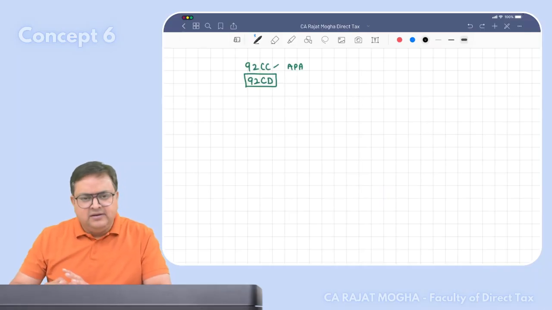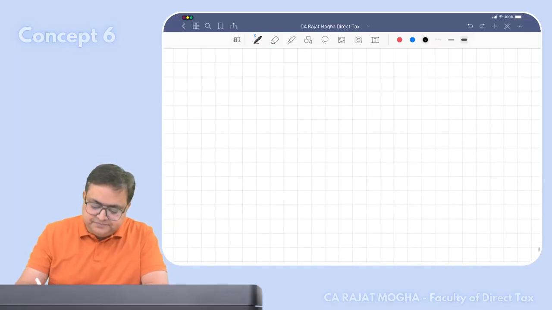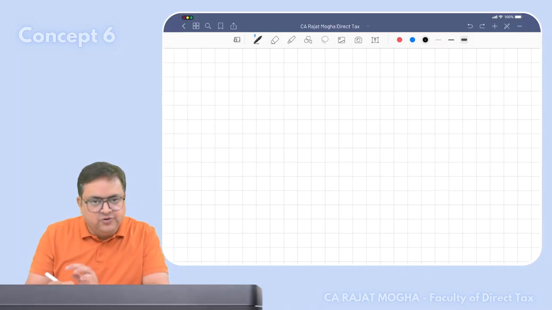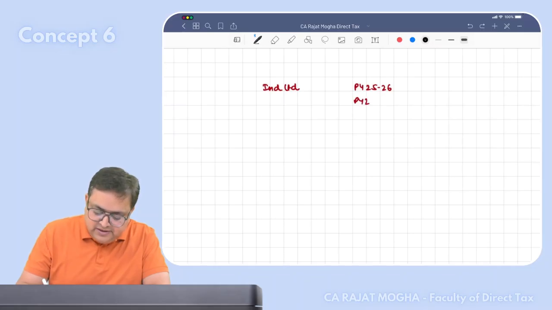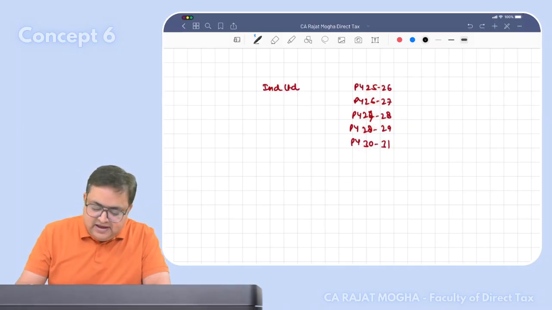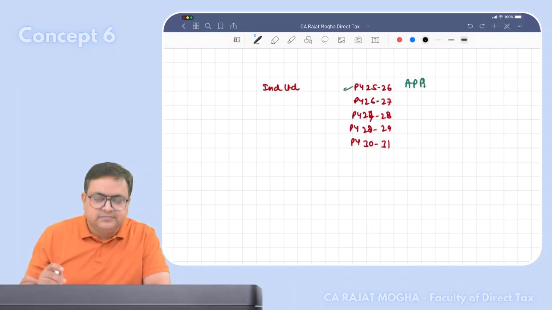Before I jump into the section, please tell me. Let's say this is a person, assessee, this is your client. Int Limited is your client. And the previous years are 25-26, 26-27, 27-28, 28-29, let's say up to 30-31, right? Okay. This person has taken APA. And let's say this is the first year.